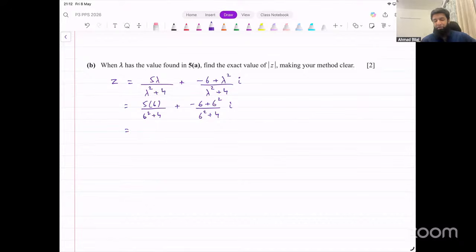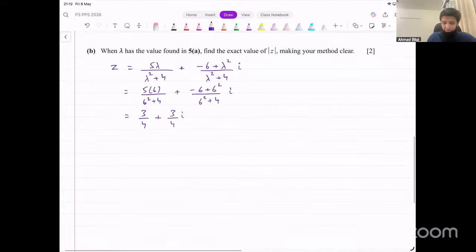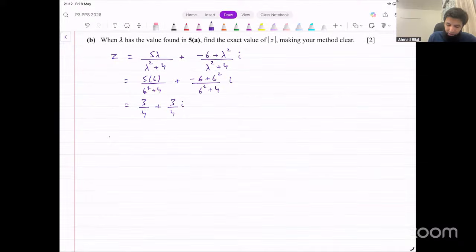Can anyone tell me? 5 times 6 is 30. 30 over 40. That will be 3 over 4, right? Please confirm this. This is 30 over 40 as well. 3 over 4 minus 3 over 4 iota plus 3 over 4 iota, right? Yeah, that looks okay. What about the modulus of z now? Do not write down the answer directly. Show the steps. 3 over 4 whole squared plus 3 over 4 whole squared, and then take the square root of that. And that will give you the modulus.